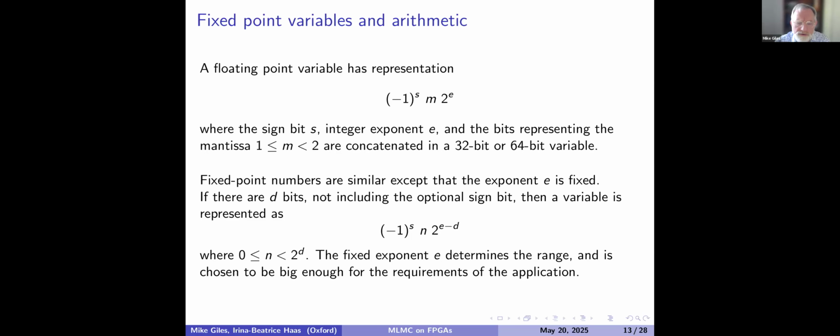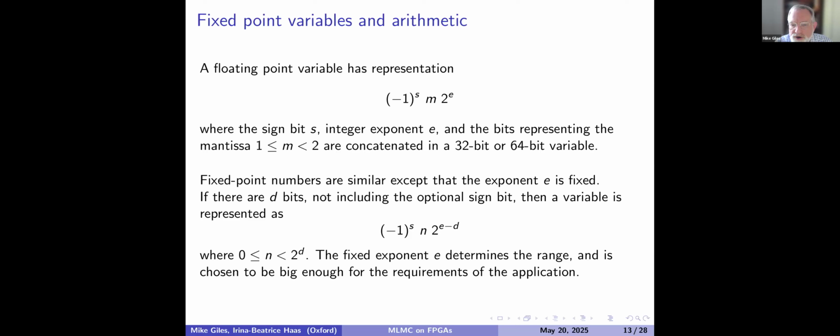Let's now look at doing the fixed point arithmetic. So in floating point, what we're used to using on CPUs, we represent the floating point number in this way, that we have a sign bit, so we have a plus or minus 1 times m times 2 to the power e. So m here is a number that lies between 1 and 2, and then e is an integer exponent. Okay, and so in floating point calculations, m and e are both variables.